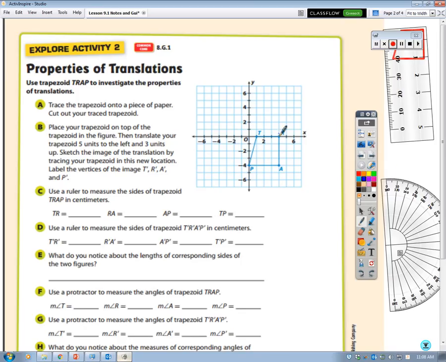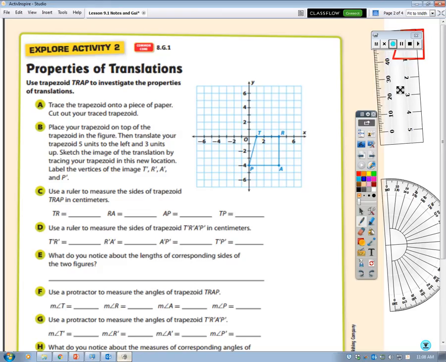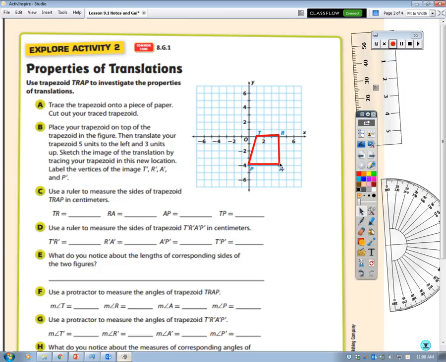So we're going to use the trapezoid, TRAP, to investigate the properties of translations. So we've got another trapezoid here. And let's see, I've got a ruler sitting over here. I'm going to move this trapezoid right here because it wants me to trace a trapezoid onto a piece of paper and cut out my traced trapezoid. So here's my traced trapezoid right here. Now I'm going to place my trapezoid on top of the trapezoid in the figure and then translate my trapezoid 5 units to the left and 3 units up.